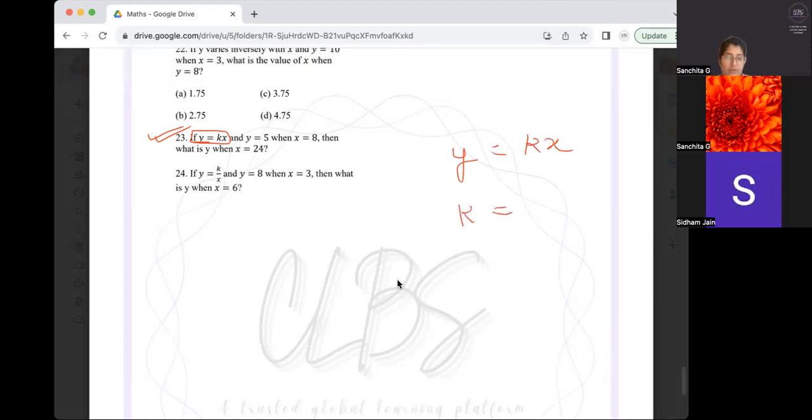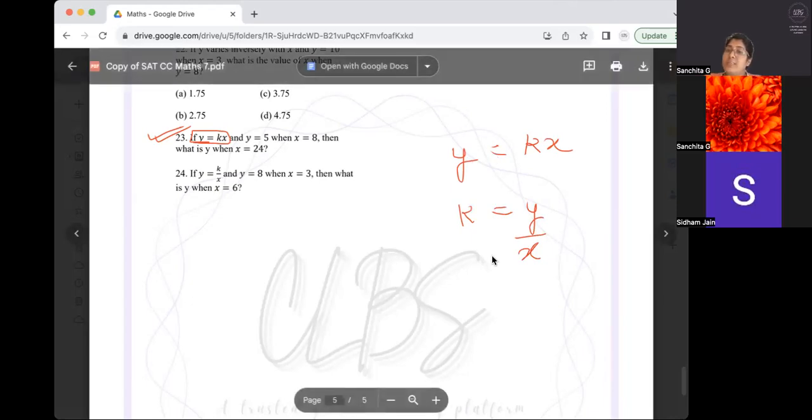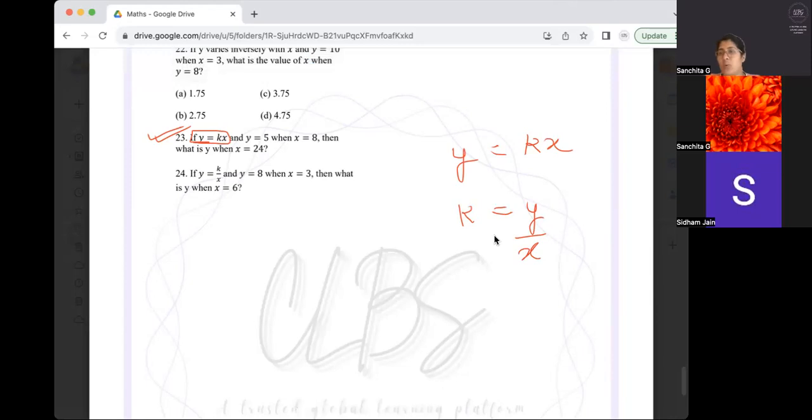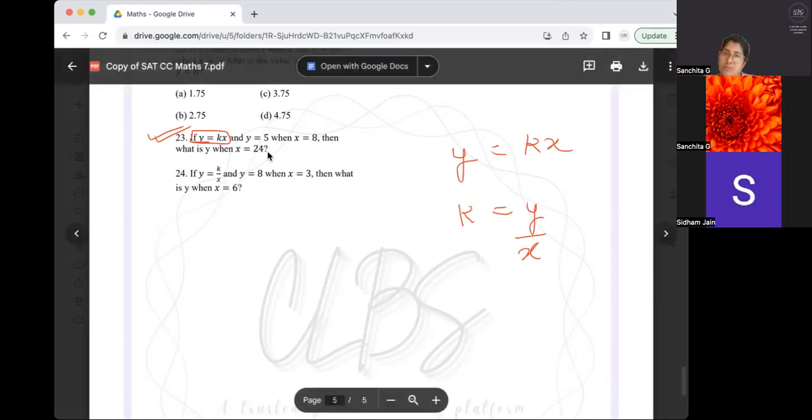they might also keep it in this format: k is equal to y over x. So the moment you see these two relationships or any one of them, your mind should head towards direct variation. Okay. Now try to solve this question, please.